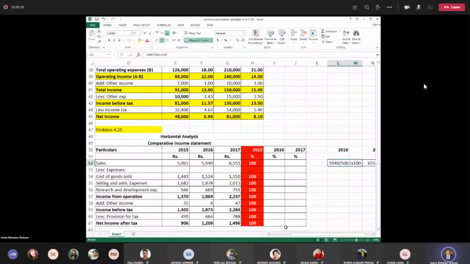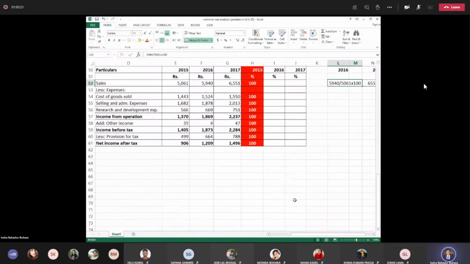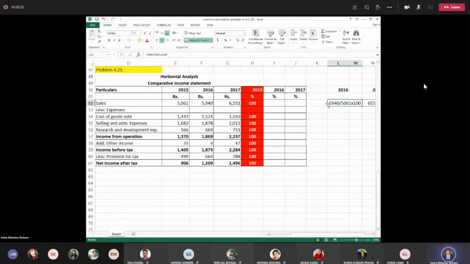You calculate. 5,940 is the amount of sales of 2016 and the amount of sales in 2015 is 5,061. Current year's sales divided by last year's. So current year value divided by last year value, then you can find out the percentage. So 5,940 divided by 5,061. Now you calculate the percent.